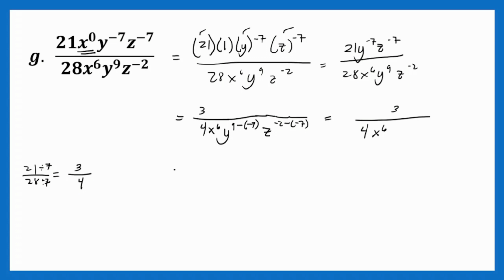Ito, exponent nito. Dito natin sa baba isolve. 9 minus negative 7. So, gitna natin yung minus, tapos mag-KCC ka. Keep. Change into plus, change into positive. Yung opposite niya. 16. So, ito ay magiging y raised to 16.